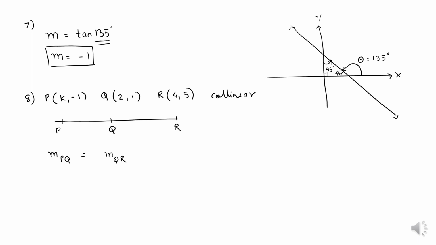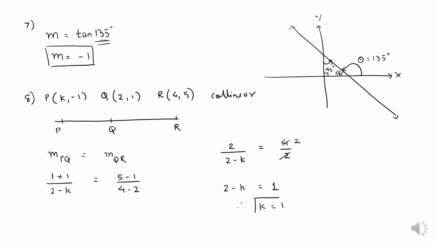So if I use this concept, I'll get (1 plus 1) upon (2 minus K) is equal to the slope of QR, that is (5 minus 1) upon (4 minus 2). Correct? So it becomes 2 upon (2 minus K) equals 4 upon 2. So 2 twos are 4, that is 2 minus K is equal to 1. Therefore K is equal to 1. Understood? I'll get K as 1. Clear? Any doubts?